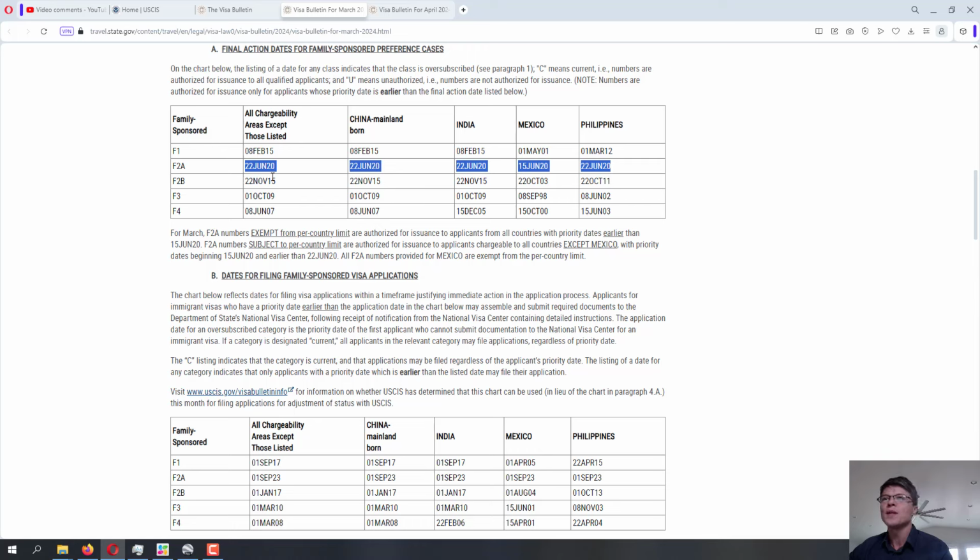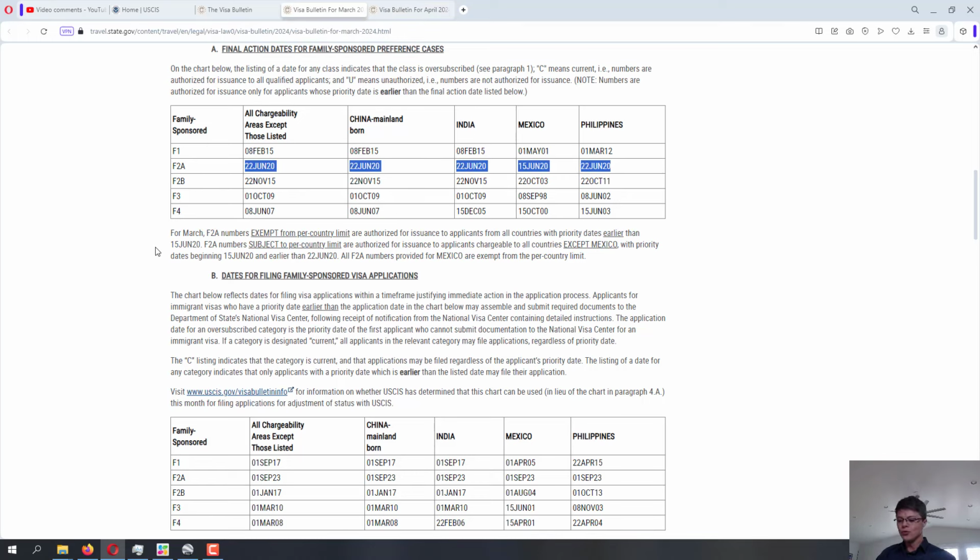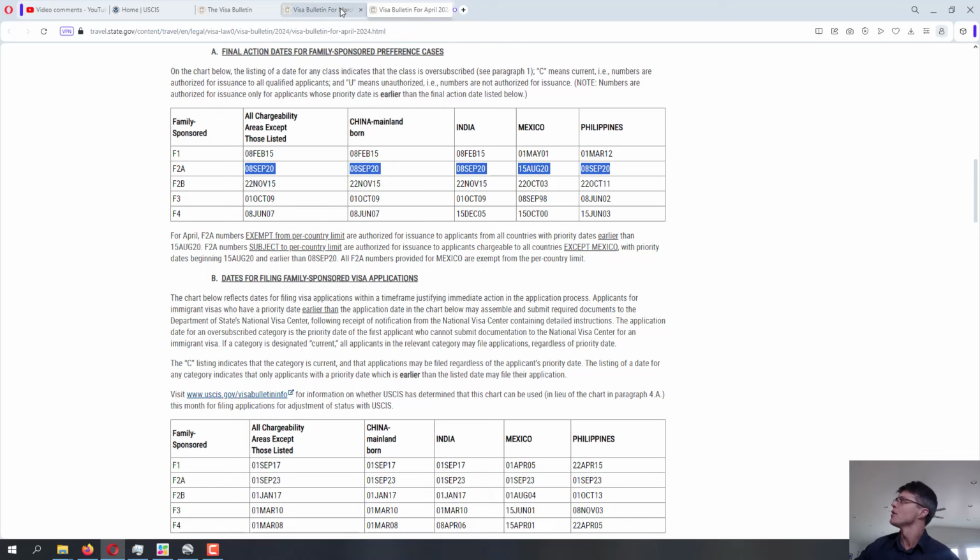In March 2024, for the all chargeability area, F2A was on 22nd June 2020. All right, April 2024, we got September 2020. So that means there was the end of June, then July, August, and then September 8th. That is a little over 2 months of movement forward, which is great. Definitely good, because in 1 month from March to April there is over 2 months of movement forward, which means we are finally catching up in that particular category. That's definitely good news for all chargeability areas.